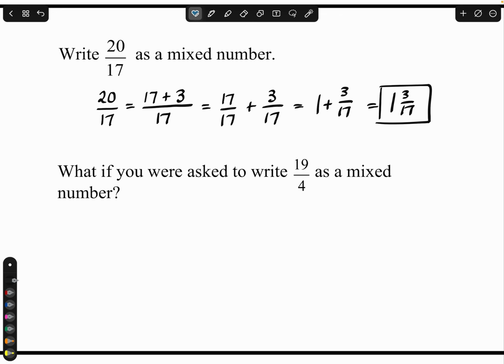Okay, a lot of us can just look at it and tell me what that answer is, but I want you to think about the process, because the process is one we're going to use when we switch our polynomial form into our graphing form for our rational functions. You'll see that coming up.